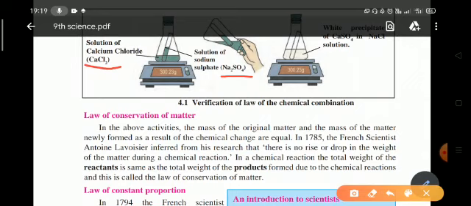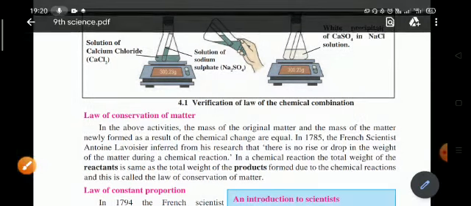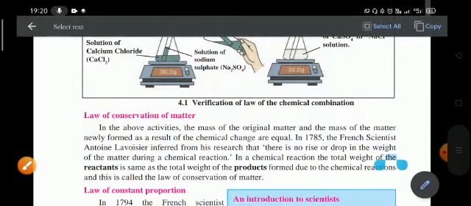So what they say is, Antoine Lavoisier inferred from his research that there is no rise or drop in the weight of the matter during a chemical reaction. So this is the law of conservation of matter. In a chemical reaction, the total weight of the reactants is the same as the total weight of the products formed due to the chemical reactions, and this is called the law of conservation of matter.